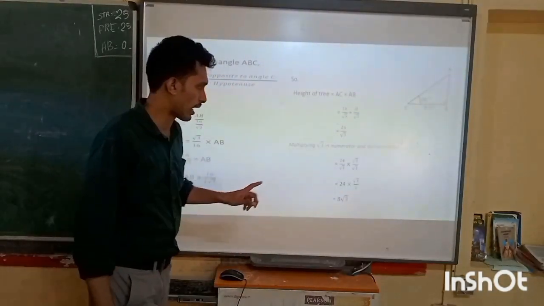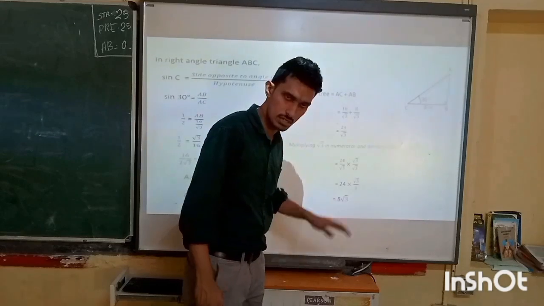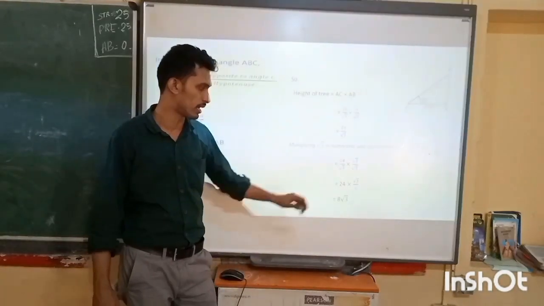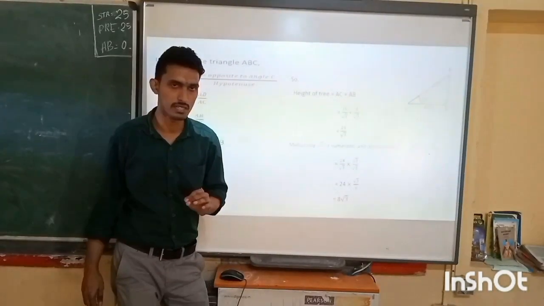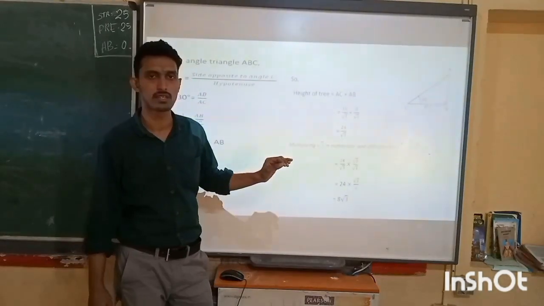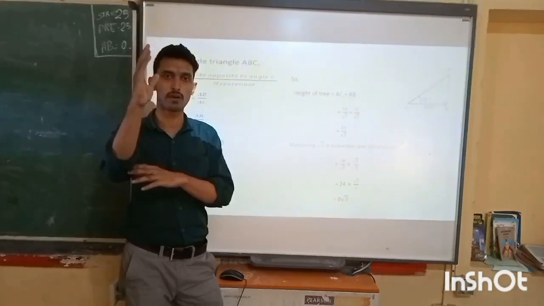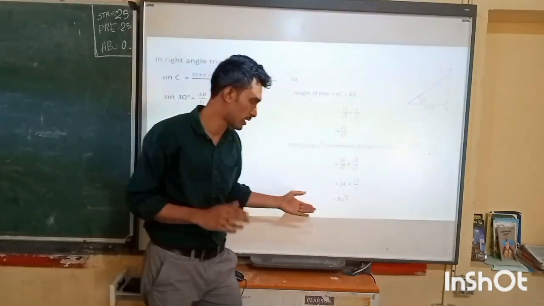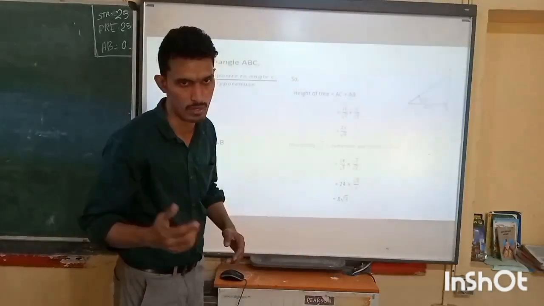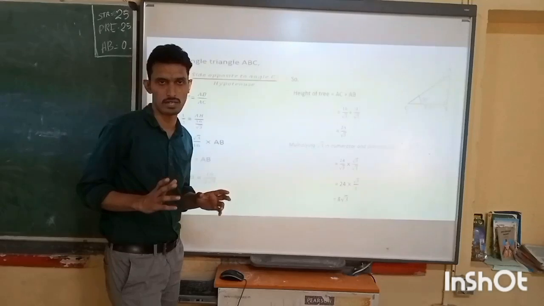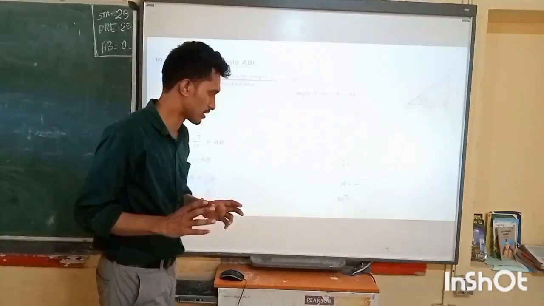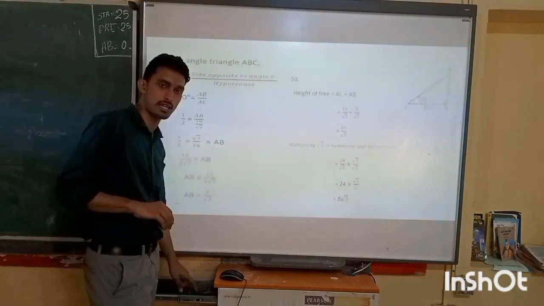So the answer for the question of the broken tree is 8 root 3. After cancellation and adding the sides, especially the base part and the broken part of the tree, we are able to find the answer. So I hope it is clear, right? Right, children? Yes.